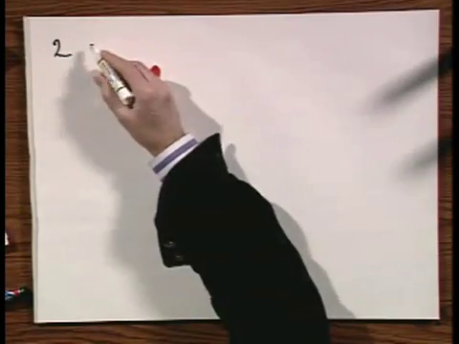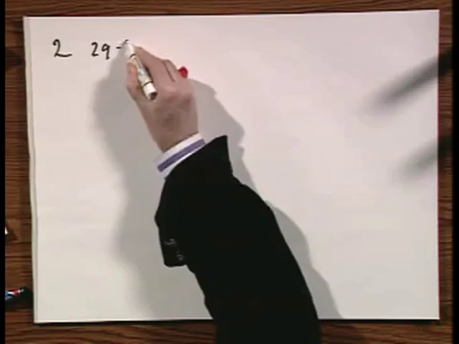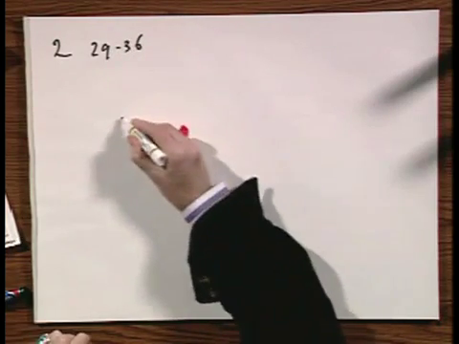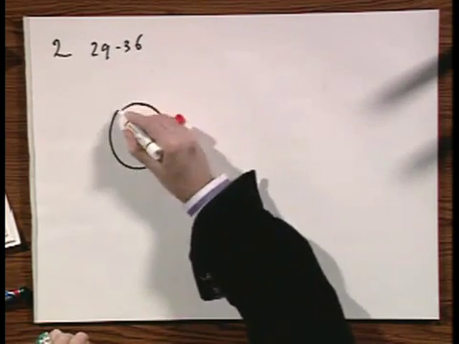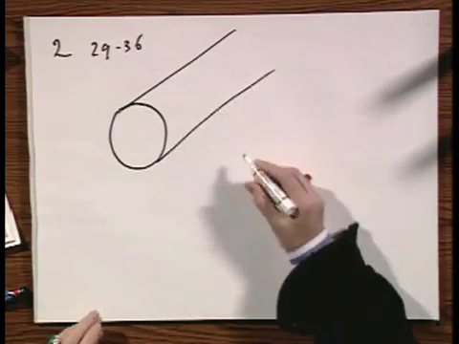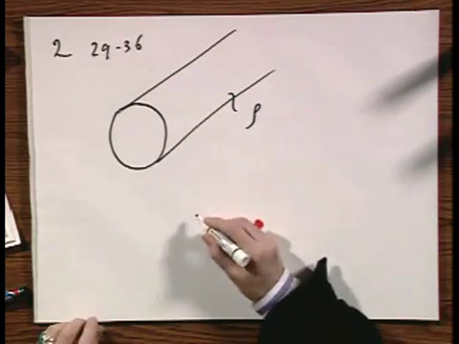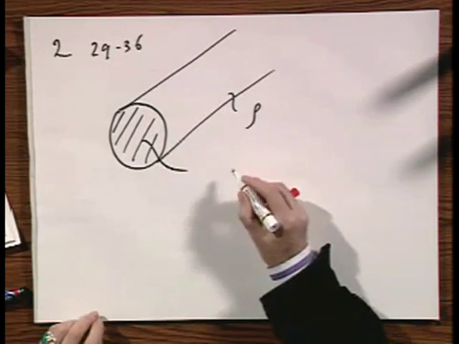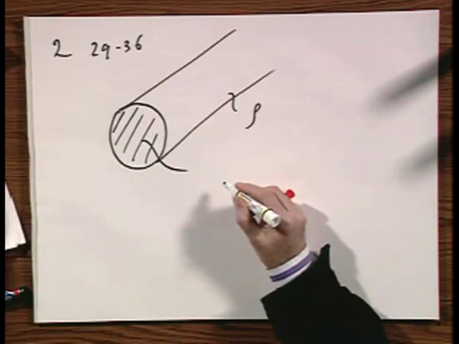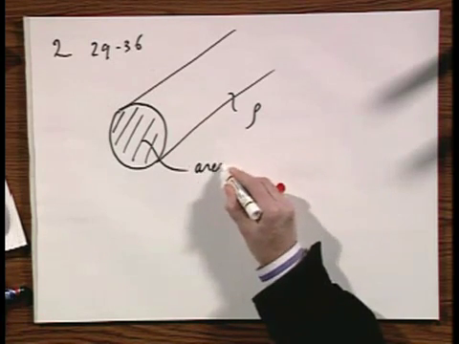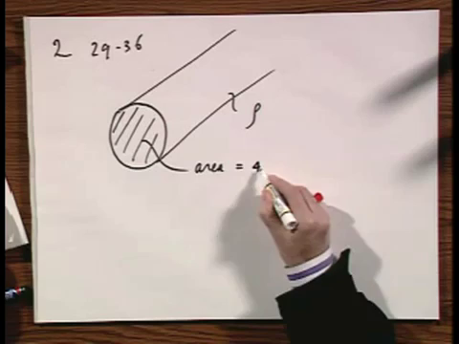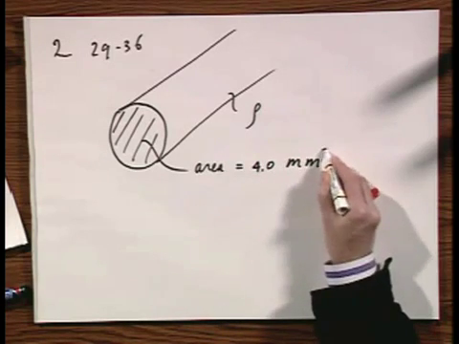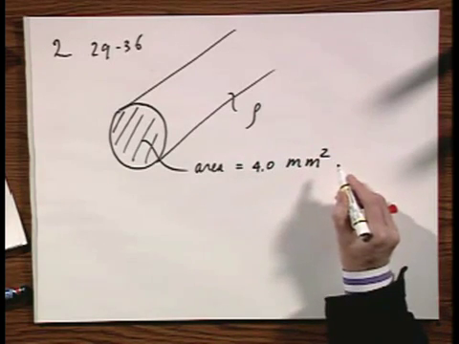And problem number 2 is 2936. I have a copper wire. I have a known resistivity. I have a certain area which I know. I don't know what you want to call that area, whether you want to call it pi r squared. It's an area, and it is 4.0 square millimeters.